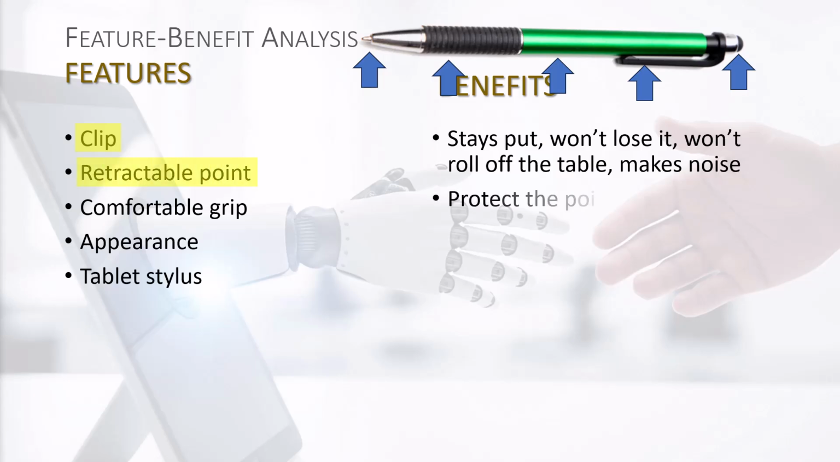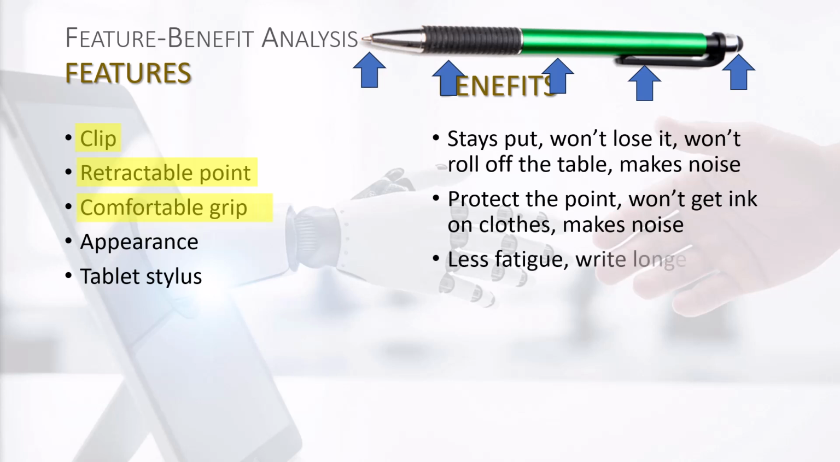What are the features and benefits of the retractable point? Well, it protects the point so the point doesn't dry out. We won't get ink on our clothes. And again, it makes noise clicking the pen. And in case the sales leader is going on a little too long, we can let them know we're ready to move on. It has a comfortable grip, less fatigue. We can write longer. We can write more.